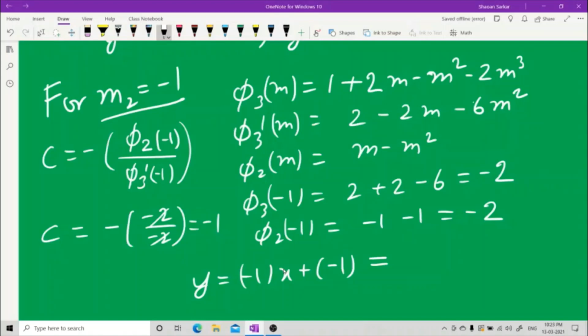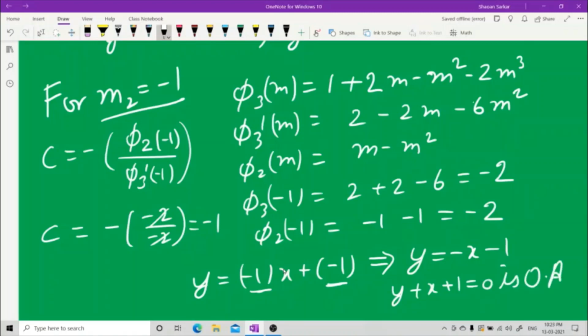ये C है, ये M है, ये C है. So, this is y equal to minus x minus 1. So, y plus x plus 1 equal to 0 is another asymptote. I am writing in short. You will write in full. मैंने शॉर्टकट में लिखा है, फुल में लिखना है.